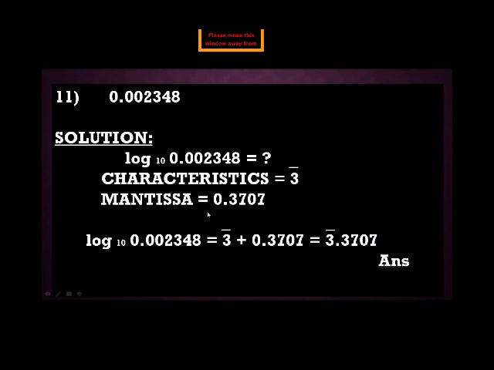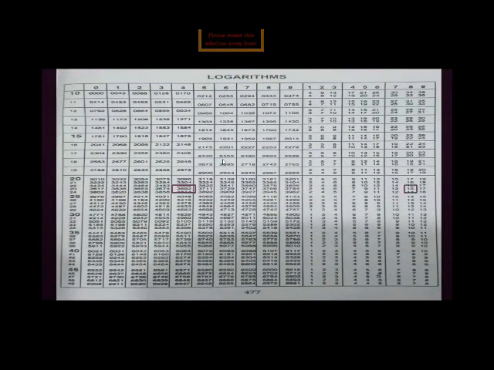So when you add the characteristic with the mantissa, you will get 3.3707. This is how you will read the log table. First 23, 4, and then in the mean difference 15.